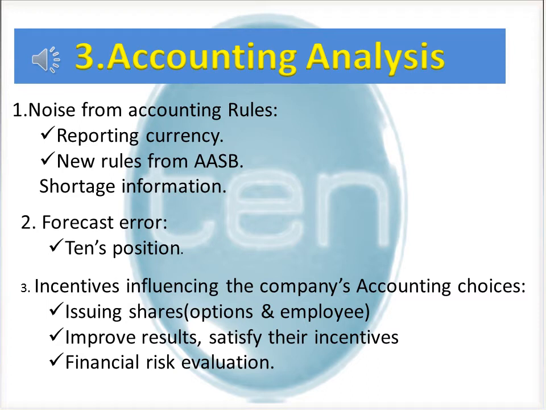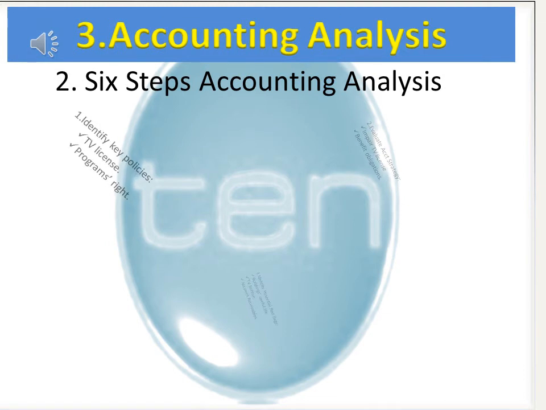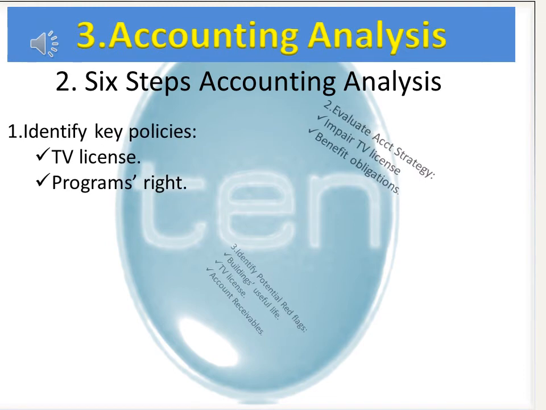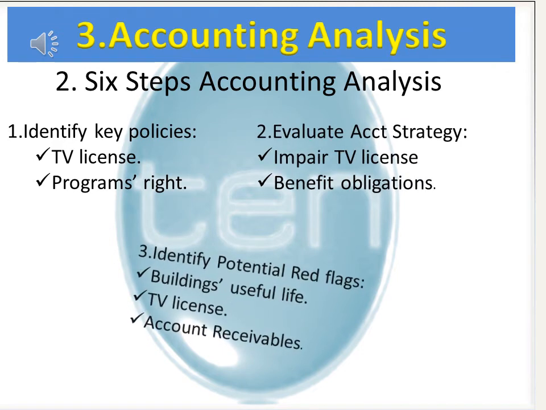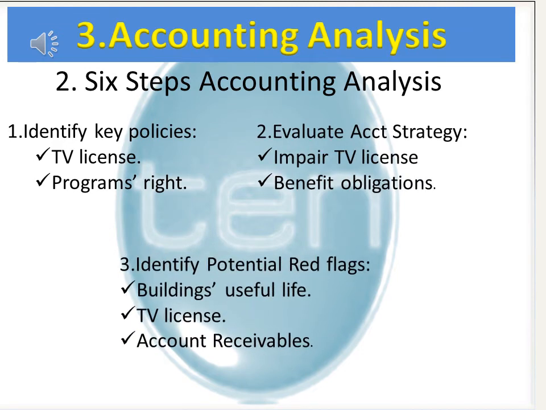channel. They had to raise money by either increasing equity or borrowing debt. In 2009, they decided to issue 120 million shares. Now we will go through the 6 steps analysis for accounting choices. Because owning a TV license is the most important point in a broadcasting company, we will discuss that in detail.